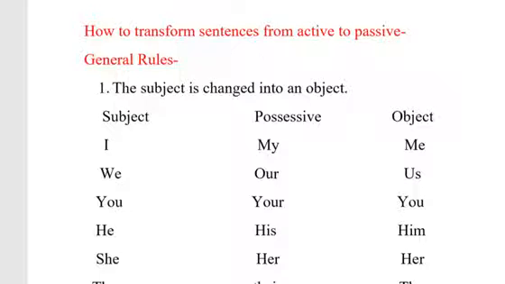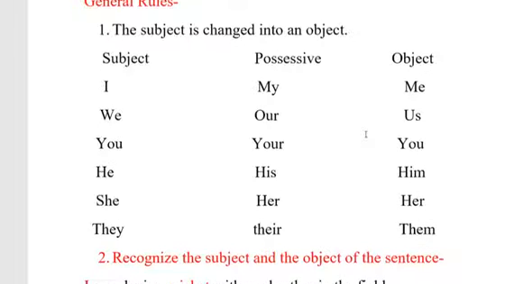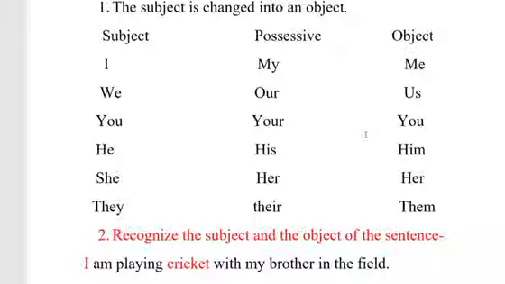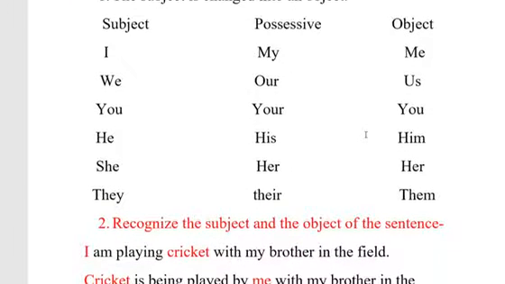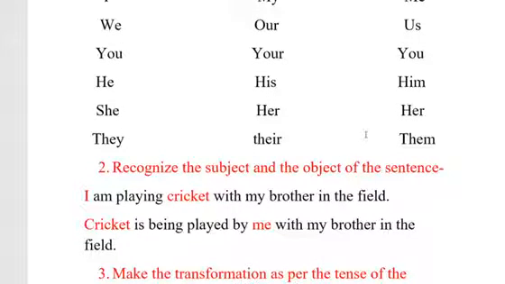Let's talk about some general rules, and the first rule is that the subject of the active sentence is changed into an object. I have shared with you a picture of these subjects, possessives and objects, and I hope you must have written them down in your notebook as well as learned them by heart, because without knowing these three forms, the transformation from active to passive is not possible. So please make sure that you have learned them by heart.